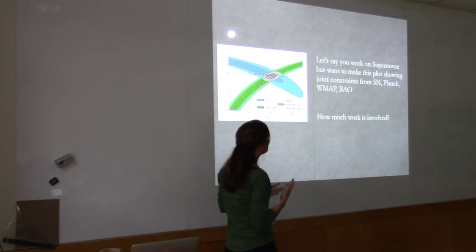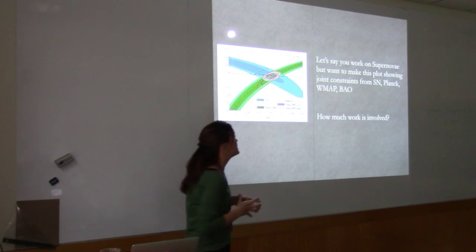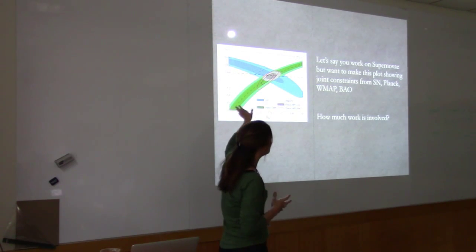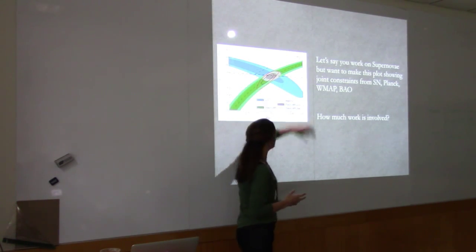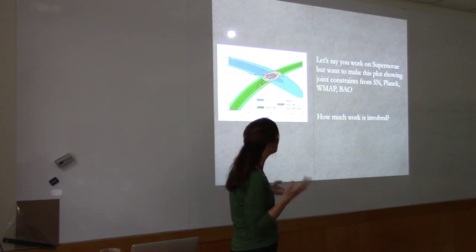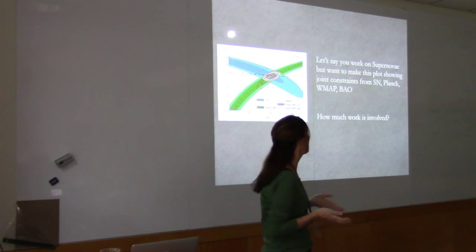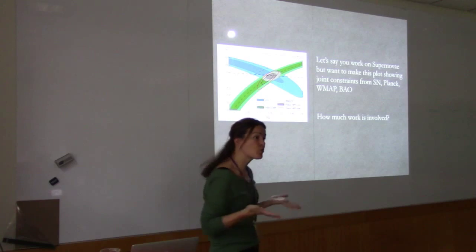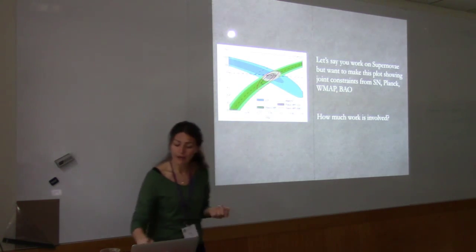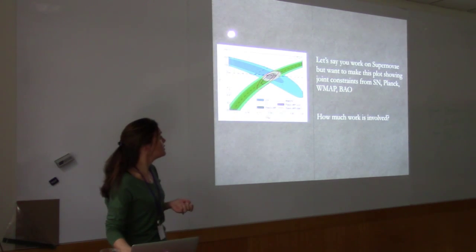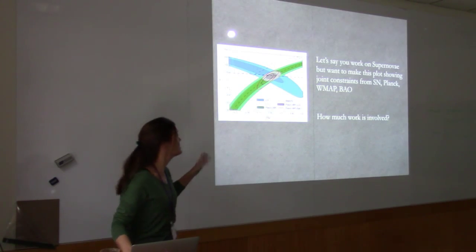So let's say, for example, you work on supernovae. That is your area of expertise. But you want to make this plot, which shows joint constraints in the gray contours here from supernovae, the Planck likelihood, the WMAP likelihood, and BAO. How much work is involved in this? Okay. So let's just step through what you would need to know given your expertise.